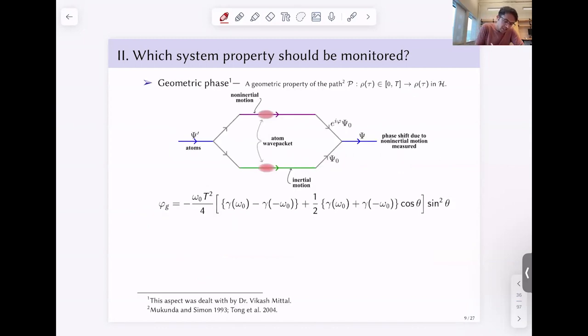Another property that we have studied earlier, and I'll talk about it in the context of today's talk as well in a later slide, is geometric phase.